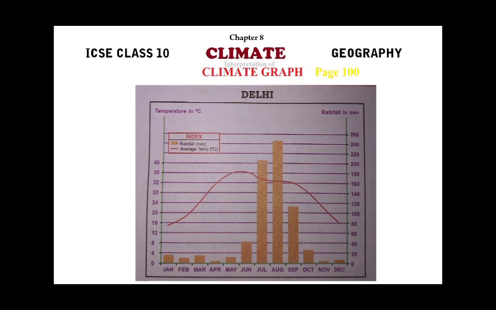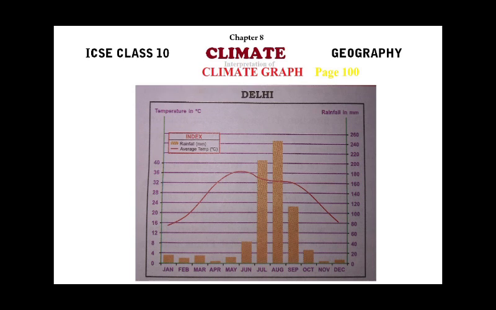Now this is the climate data. This graph shows the data of the city Delhi, right? So here on the x-axis the months are given. On the y-axis we have temperature in degrees Celsius as well as rainfall in millimeters. The bar graph shows the rainfall and the line graph shows the temperature. Now first we'll concentrate only on temperature.